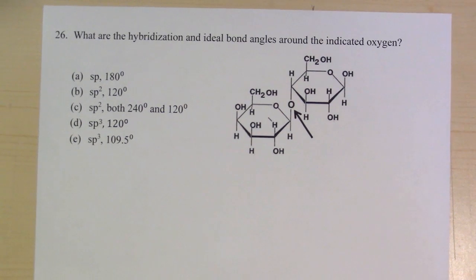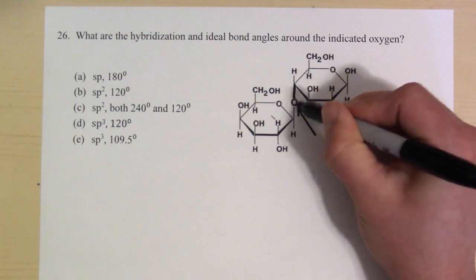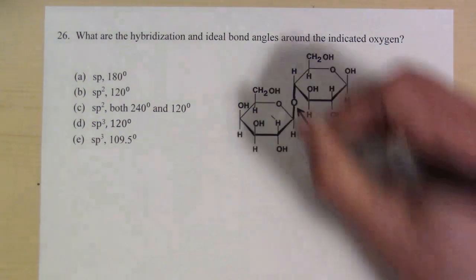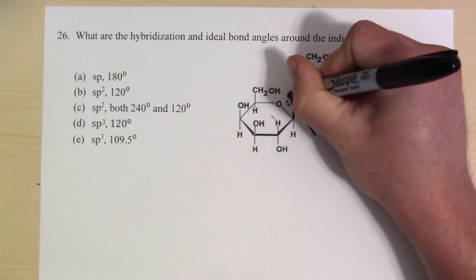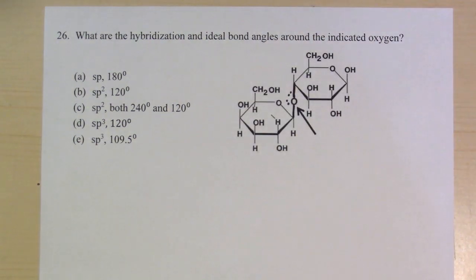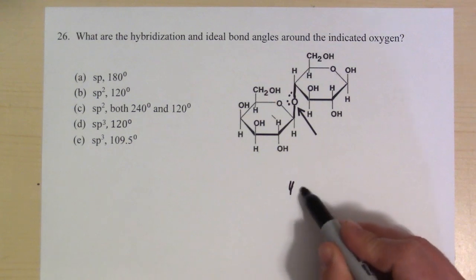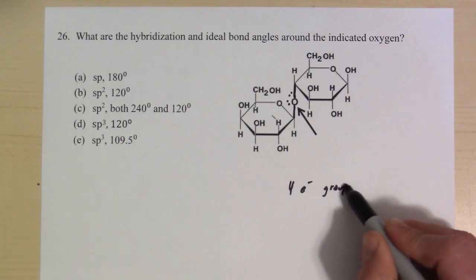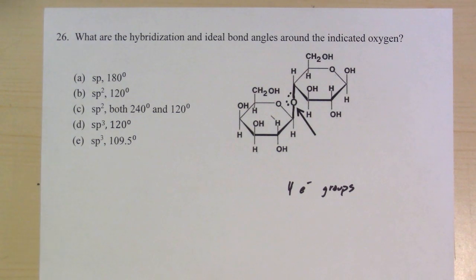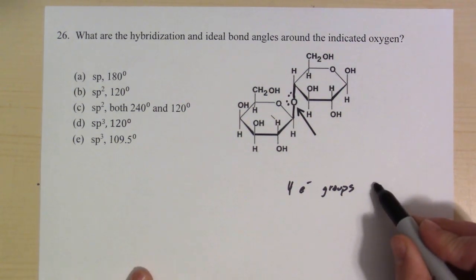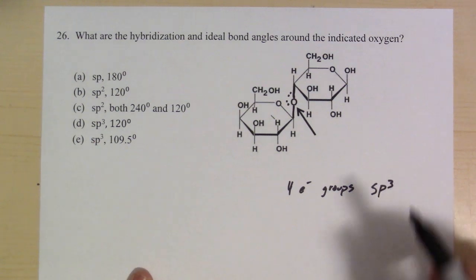Looking at number 26, what are the hybridization and ideal bond angles around the indicated oxygen? Oxygen here has two bonds to the adjacent carbons. Remember that it also has two lone pairs. So there's 4 electron groups around oxygen. When you have 4 groups, you're going to need 4 orbitals to accommodate each of those electron groups. So typically it would be sp3.